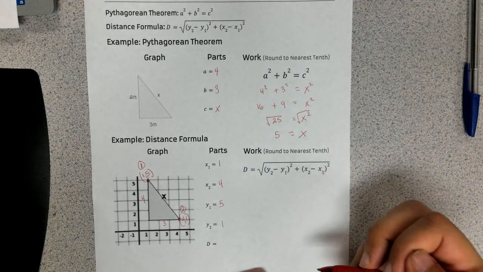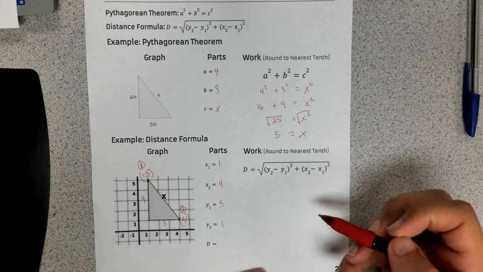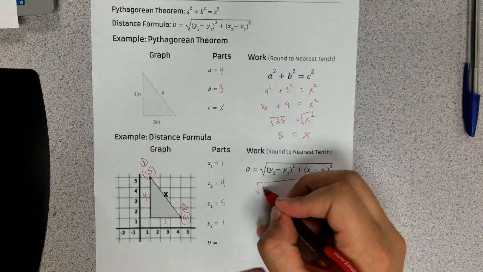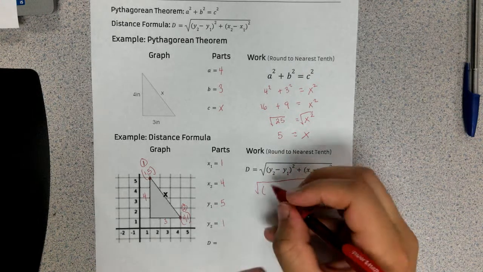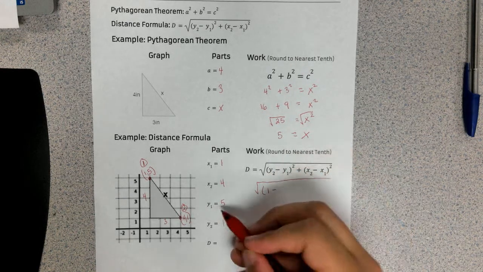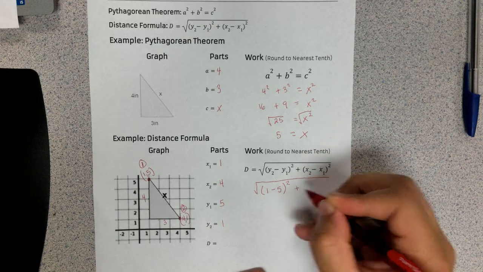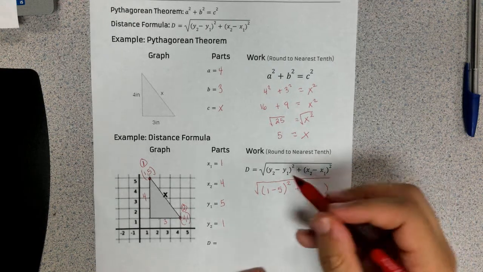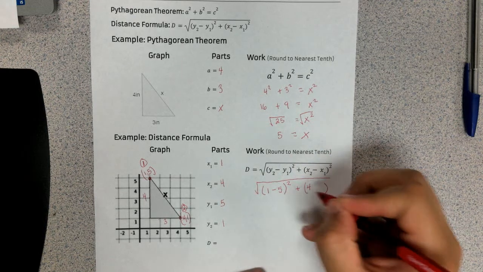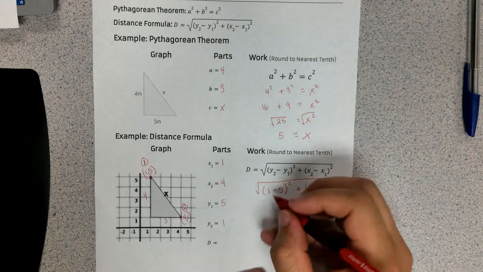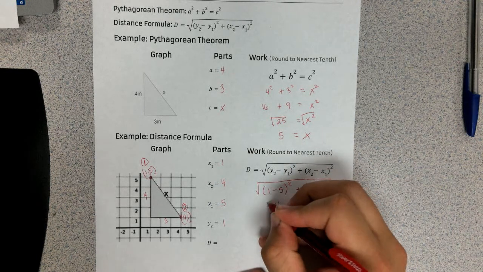Now I can plug that into my distance formula. So it's going to be the square root. Make sure you write that. Parentheses. My y2 is 1 minus 5, which was y1, squared, plus my x2 was 4 minus my x1, which was 1, squared. When I do this, I get negative 4 squared.